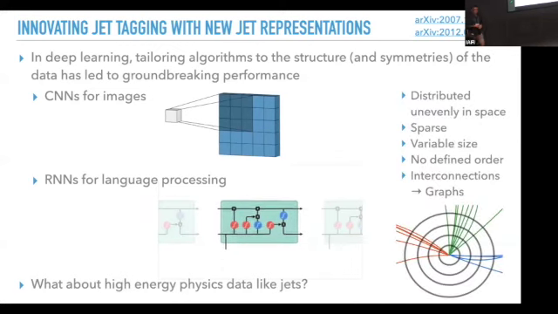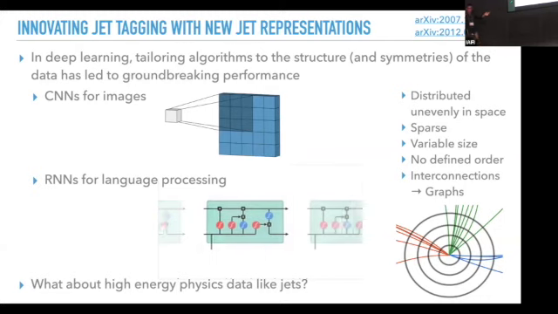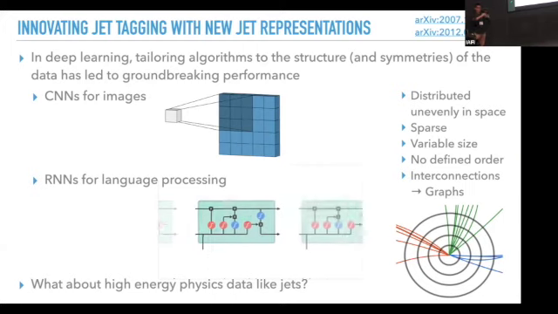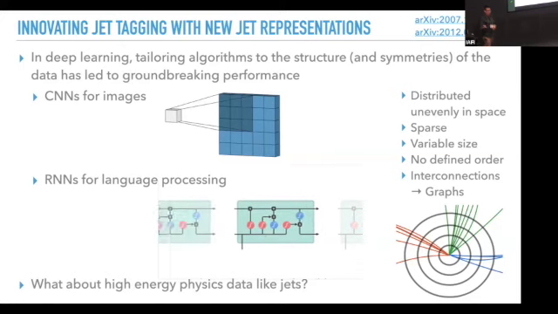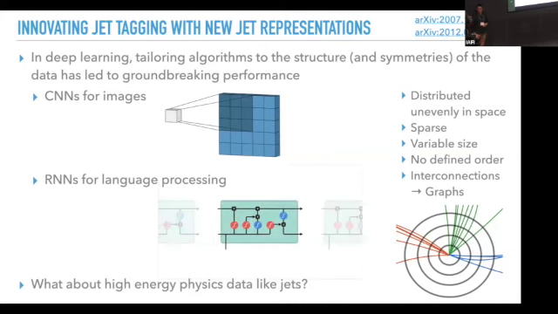So there you have a bunch of properties. One is our data is often distributed very unevenly in space. We have pockets of very high density and then basically empty regions of the detector, which means that our data is very sparse. It can be variable size, so we don't know how many particles are in a given jet. It can be hundreds of particles. It can be dozens of particles. It can vary quite a bit. There's no necessarily defined order. There's no necessarily meaning to the order of the particles, in the sense that it decays so fast that it's hard to define a good order on them. And there might be interesting relationships, especially pairwise relationships between the particles that we want to take into account.